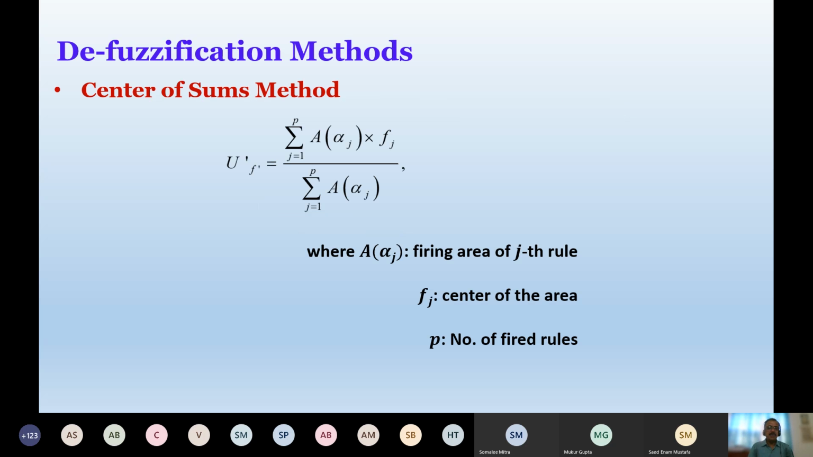Now you go for the defuzzification methods, like how to determine the crisp output corresponding to the fired rules. There are a few very popular methods. Out of all such methods, this center of sums method might be the oldest. According to the center of sums, for each of the fired rules, we try to find the area of that truncated triangle and its center of area.